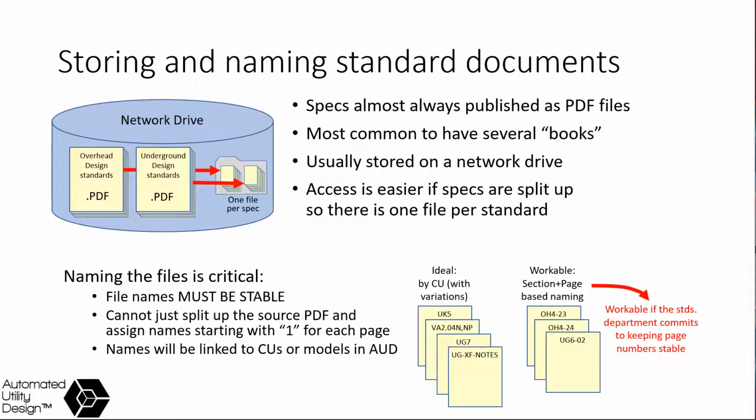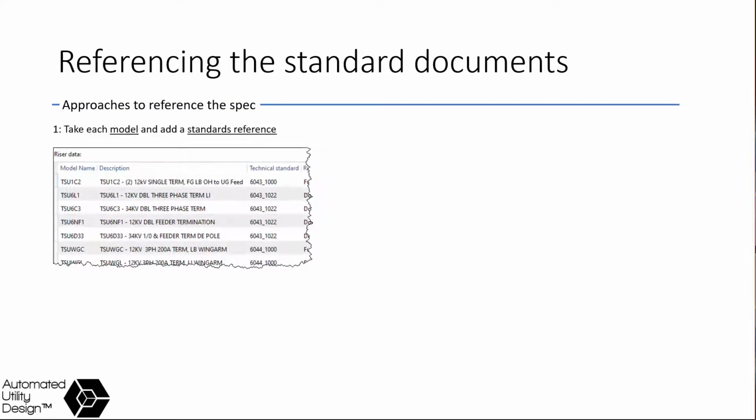Okay, finally I can get into some actual AUD configuration to handle the challenge of referencing the standards documents. I've used 2 methods in the past here. Approach 1 is to take each model and add a field within the feature class that provides a standards reference. Here's an example showing the riser feature class.